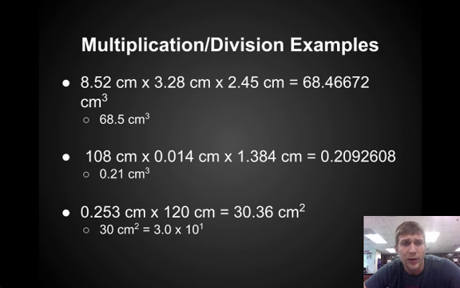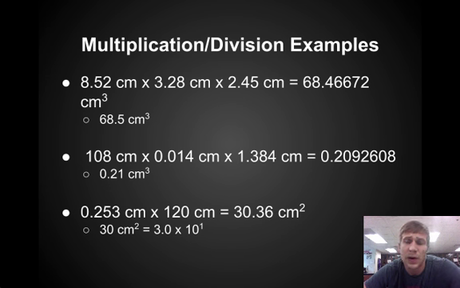In the second example, we get a little bit more tricky. So 108 centimeters times 0.014 centimeters times 1.384 centimeters. All 3 are measured values. I am multiplying, so I need to determine the number of significant figures for each value. 108 has a 0 in it, but it's a captive zero. Captive zeros are always significant. So 108 has 3 significant figures. 0.014 has leading zeros. Those leading zeros are never significant. 1.384 centimeters has all non-zero numbers, so it has 4 significant figures.